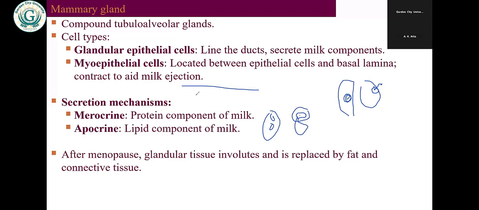So remember, that is why they have been saying that the breast is an apocrine gland. When we say it's an apocrine gland, we are talking about how it releases the milk. But now we know that it's not only through the apocrine mode. It's the lipid component that is released that way. The protein component is released by merocrine secretion.